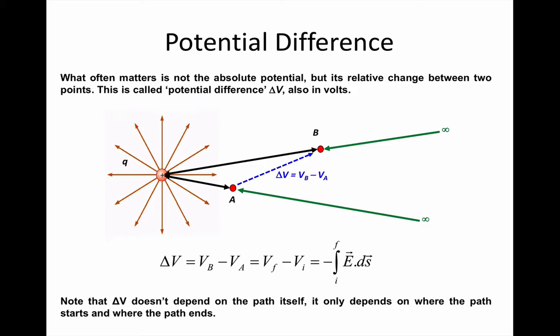race. Here we see the difference is called potential difference, delta V. It is also measured in volts. The expression for potential difference doesn't depend on the path taken from A to B, it only depends on the positions of the start and end point. To understand why, we look back at equipotentials.